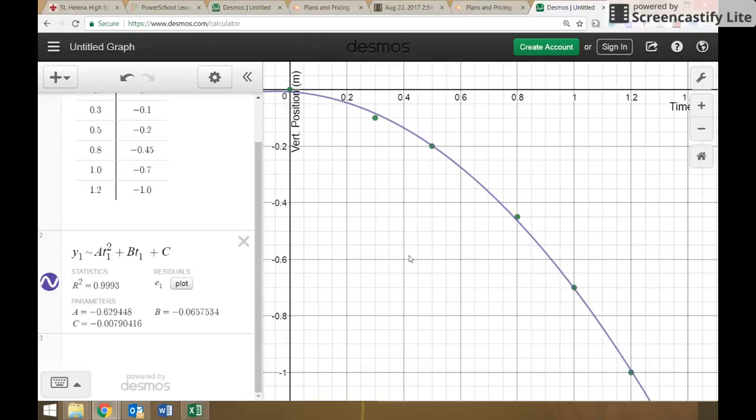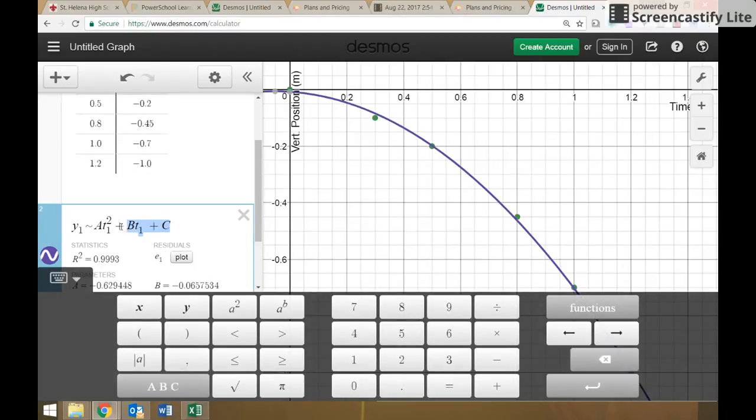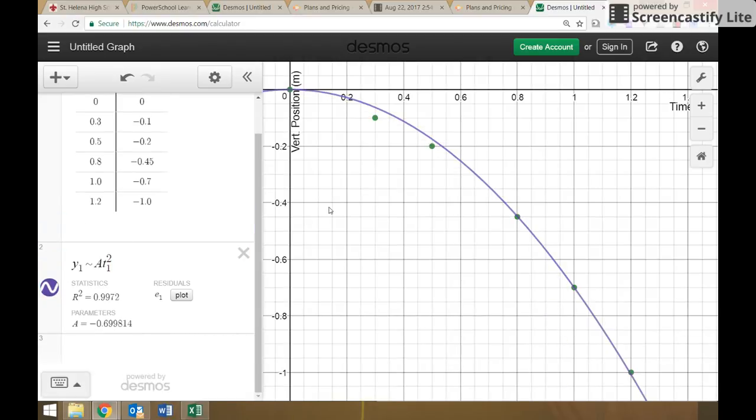So a better fit to this curve, since we know that it started at 0 and 0, would be without this data. So we actually might get a more accurate diagram if we went this route.